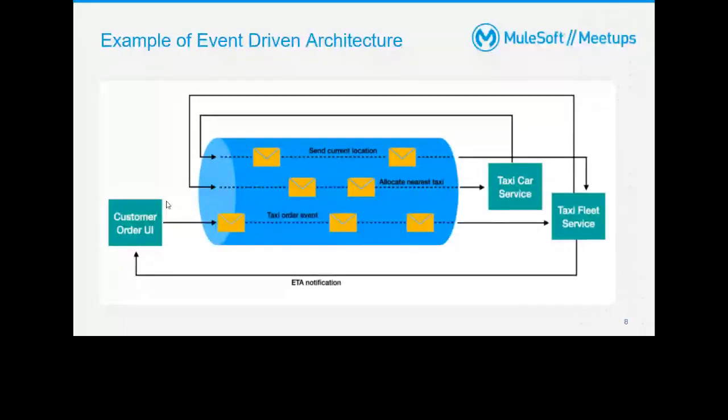So here the customer order UI is sending an event to the taxi fleet service, and the taxi fleet service is again listening on the taxi car service for the nearest taxi location. Once it gets the details, this car service will also send the location, and once it finds out that this is the nearest taxi for the customer, then it sends the ETA to the customer for that particular booking. So this is completely through events, so no polling kind of thing is involved here, or is it required here?